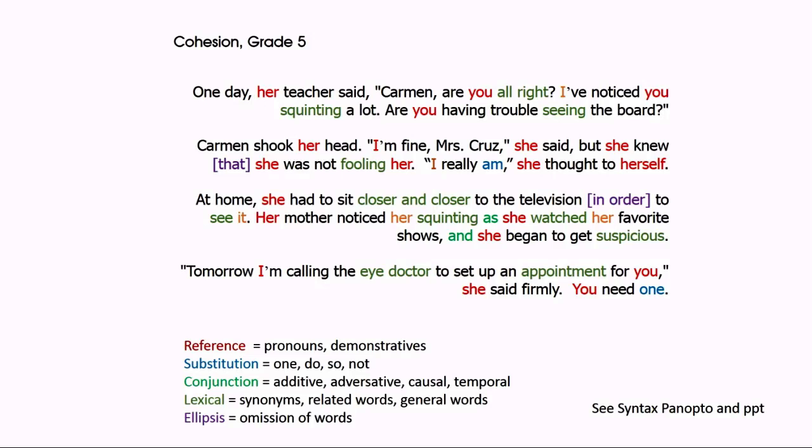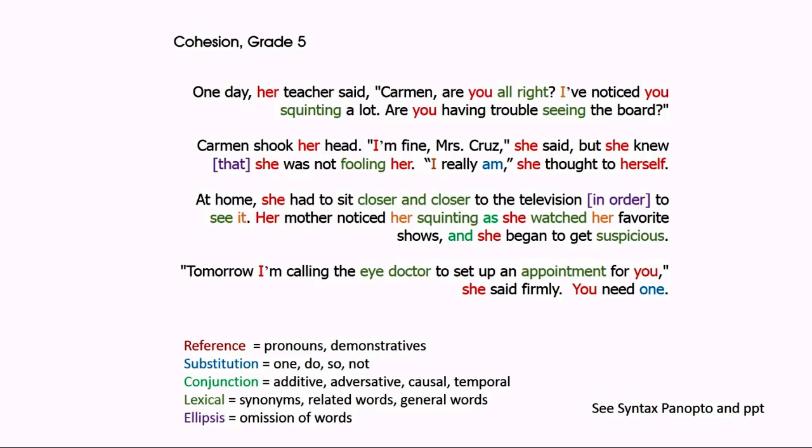"Carmen shook her head." So Carmen and "her" are the same referent. This time the "I" that used to be the teacher is now Carmen. "I'm fine, Mrs. Cruz, she said, but she knew that she was not fooling her." And you have to keep those pronouns straight. "I really am, she thought to herself." "Am" is an example of an ellipsis: I really am having trouble seeing the board. And so the kids often won't have a reference for "am."